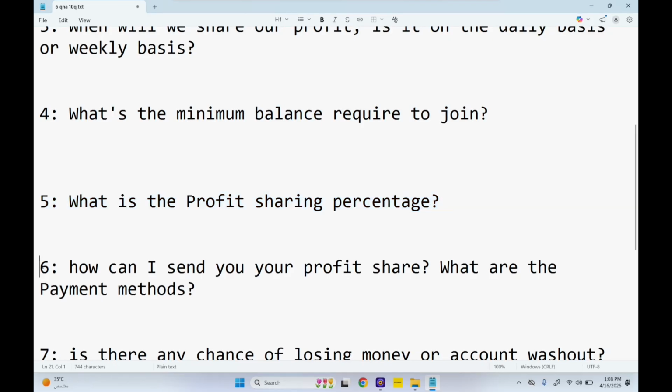So the question number 6 is, how can I send you your profit share? What are the payment methods? Okay guys, you can send me my profit share by using crypto wallets like Bitcoin, USDT TRC20 or USDT BEP20. And you can also send me using Binance Pay ID. Mostly my clients are using crypto wallets to send me my profit share.